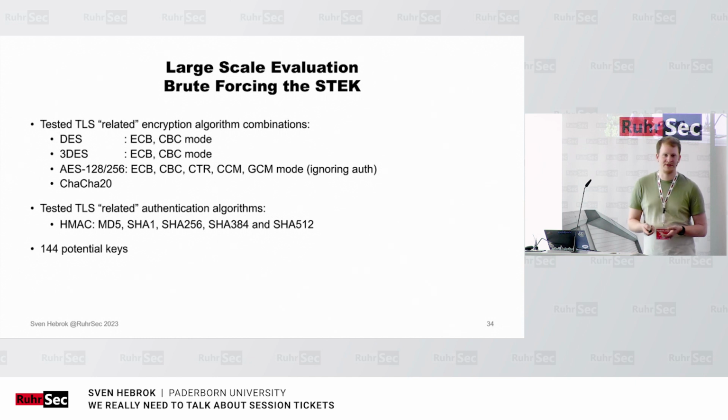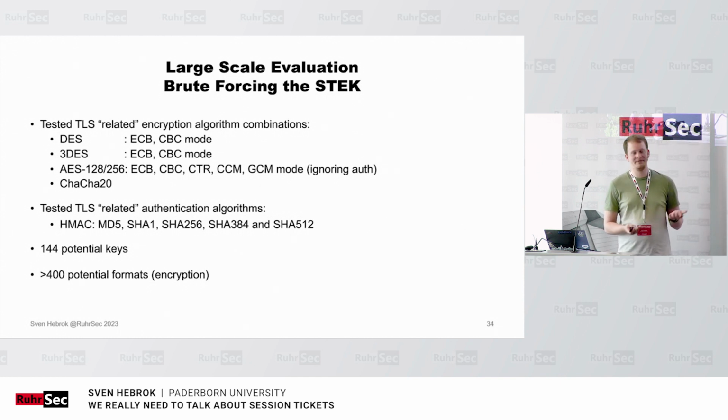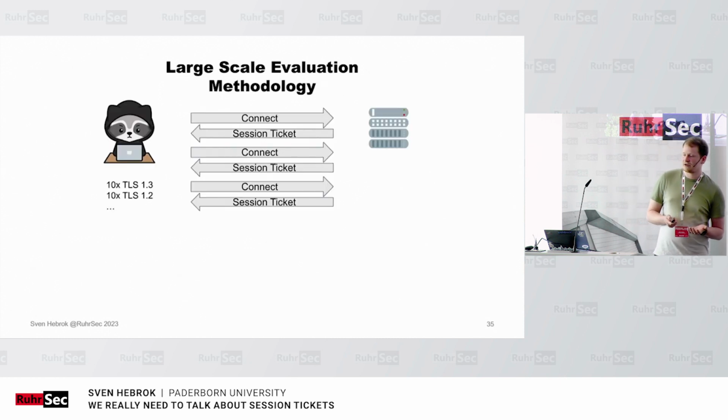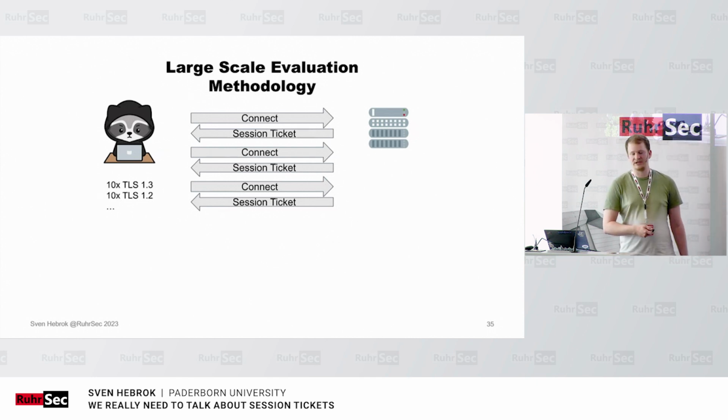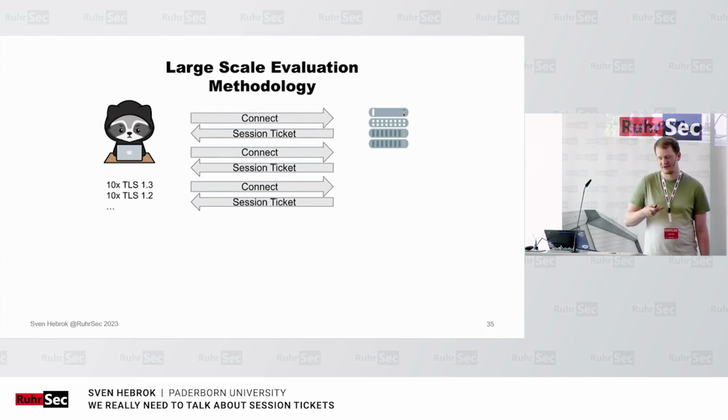And in total, because we didn't know the format, we also had to check over 400 formats, and all of this explodes into many hours of CPU time where we just brute force on tickets, but in the end, seemingly it paid off. So what we do in practice for the passive scans is we connect to the server multiple times, get a ticket, and store that for later, as well as the master secret and all TLS secrets associated with that. So we do this 10 times for TLS 1.3, 10 times for TLS 1.2, and so on for all versions that are supported, down to TLS 1.0, because SSL didn't support session tickets.